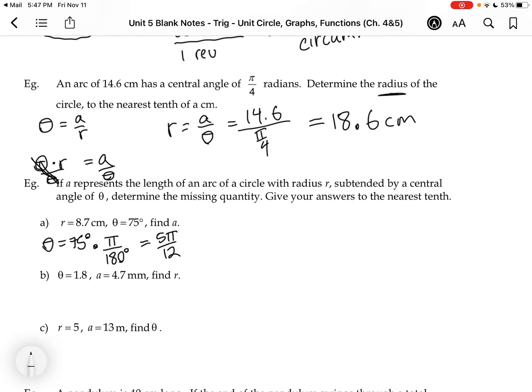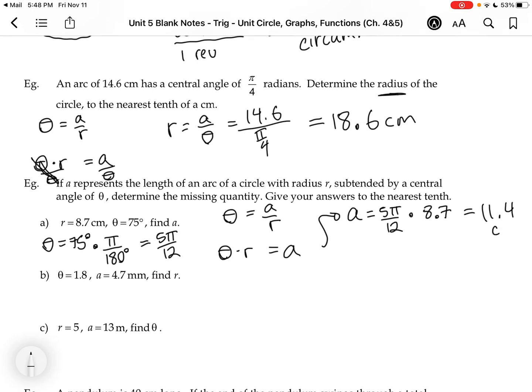So that's the value for theta that we need to use. We're looking for A here. So we have theta equals A over r. If I multiply both sides by r, I'm going to get theta times r equals A. So then that's what I'll plug in. 5 pi over 12 times the radius, which is 8.7. And that works out to be 11.4. I just did that on the calculator.